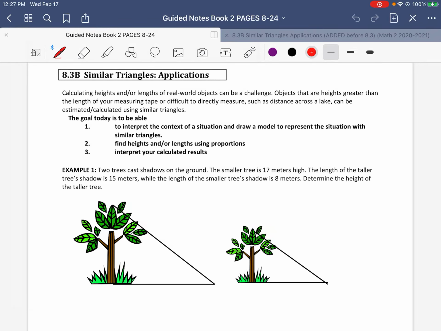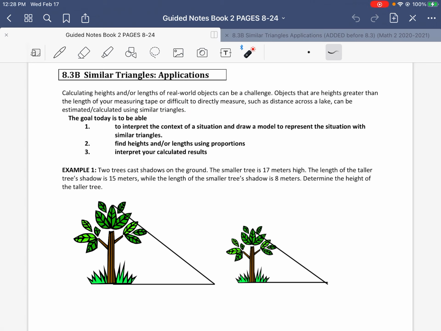Okay, in 8.3b, you're just taking what we did in 8.3 with similar triangles and their relationships and applying them to some basic applications, practicing interpreting what a picture might look like, why it creates similar triangles, that sort of thing. So it says here at the top, calculating heights and/or lengths of real-world objects can be a challenge, right? Objects with heights greater than the length of your measuring tape or that are difficult to directly measure, such as distance across water, can be estimated or calculated using similar triangles, right?